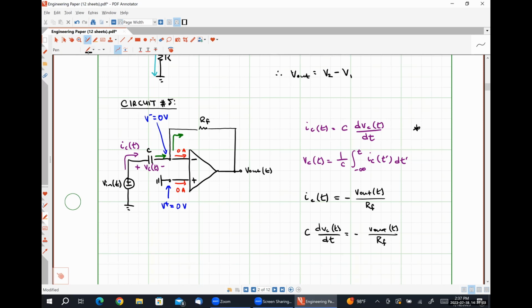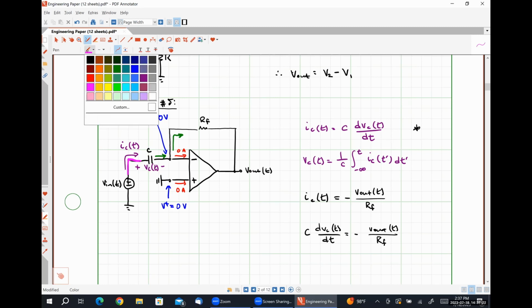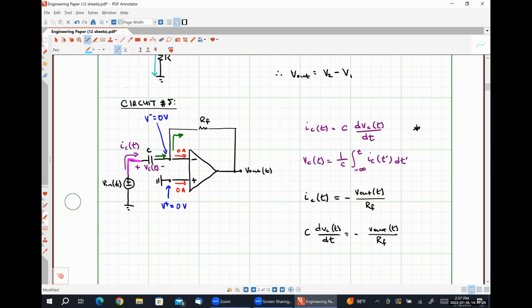If I look here, I'll do this in pink: the positive polarity terminal of VC and the positive polarity terminal of VN are shared at this pink node. The negative polarity terminal of VN is at ground, or 0 volts, and the negative polarity terminal of VC is also at 0 volts. So that means that VC and VN are literally the exact same voltage. Let me write that here. VC of T will be absolutely the same as VN of T.